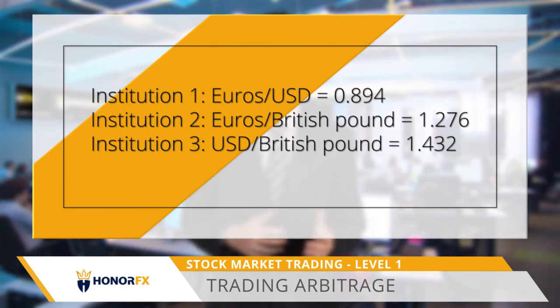Institution 1, Euros to US dollars equals 0.894. Institution 2, Euros to British pounds equals 1.276. Institution 3, US dollars to British pounds equals 1.432. First, you would convert the $2 million to euros at the 0.894 rate, giving you 1,788,000 euros.